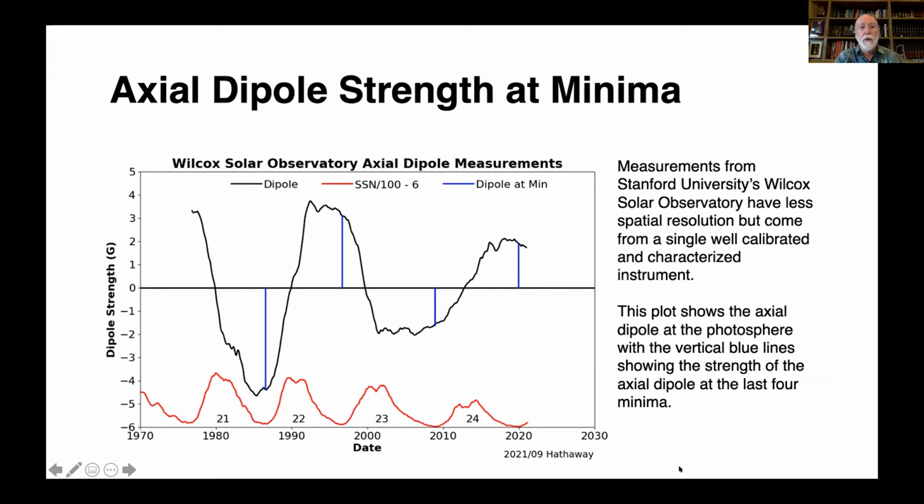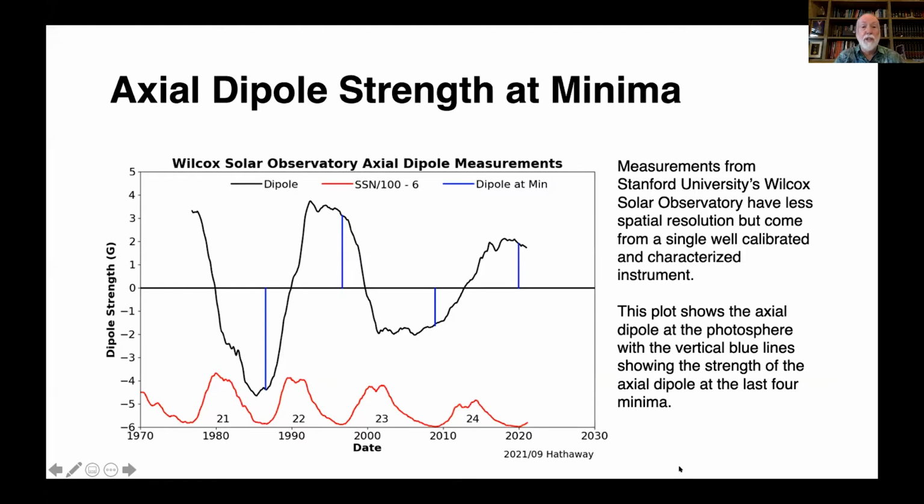So you multiply by the sine of latitude and integrate over your data to get the dipole moment. Sorry, not cosine, sine latitude, so that it's highly weighted towards the polar fields. The blue lines on here are picking out what the axial dipole moment is at the time of minima. If you slid that line forwards or back in time a little bit, you get a slightly different answer, but it does characterize the dipole moment at the time of minimum.